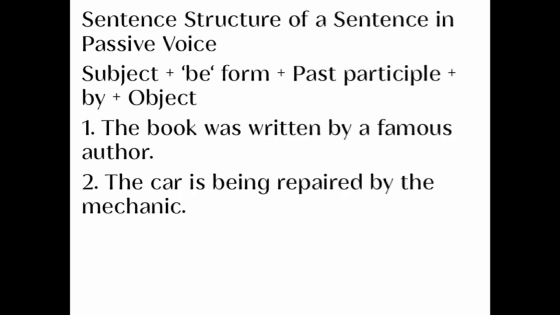Sentence structure of a sentence in passive voice. It includes subject, be form plus past participle plus by plus object. The book was written by a famous author. The car is being repaired by the mechanic. So it is including subject, be form, that is be and being, plus past participle, the action which was occurred in the past, plus by, plus the object.